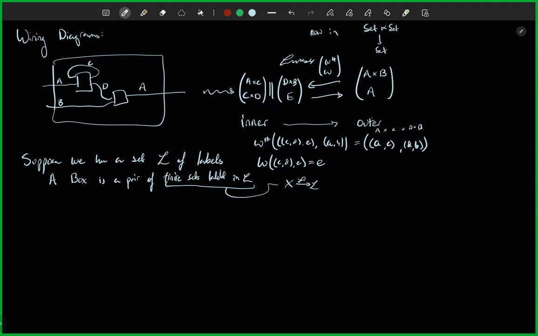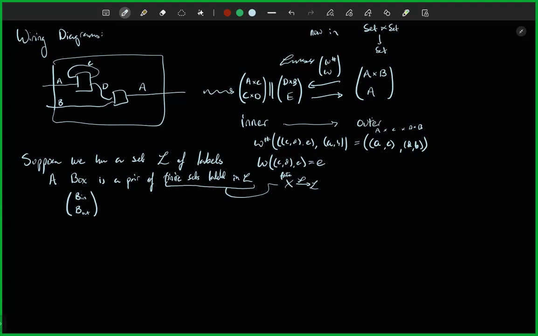Right. And it's a finite set. So what do I mean there? Well, I'm going to write it as, we could call it B out, B in. And I'm going to suppress the labeling, but really we all have labeling functions for both B out and B in.